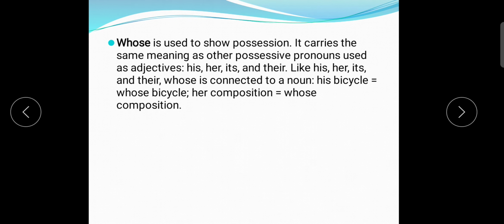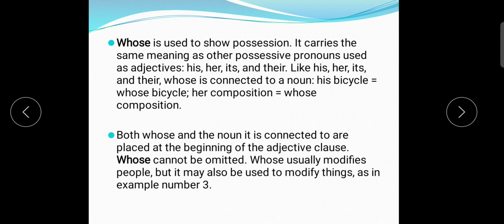Whose is used to show possession. It carries the same meaning as other possessive pronouns used as adjectives: his, her, its, and their. Like his, her, its, and their, whose is connected to a noun. For example, his bicycle becomes whose bicycle. Her composition becomes whose composition.